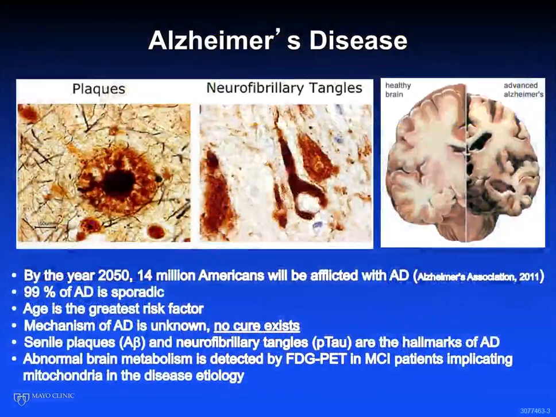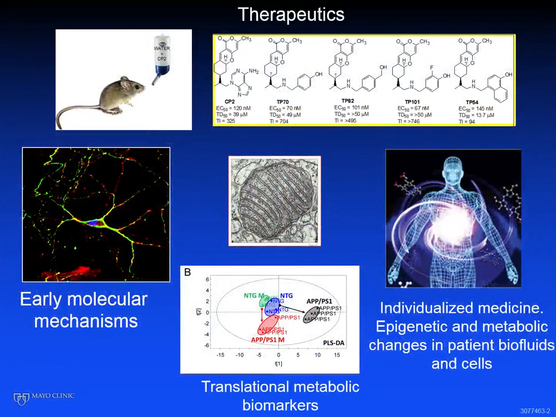So the focus of the lab is actually on identification of early molecular mechanisms of Alzheimer's disease, development of biomarkers, early methods of diagnosis, and therapeutic interventions that could restore damage acquired to brain tissue and neurons during the development of Alzheimer's disease.